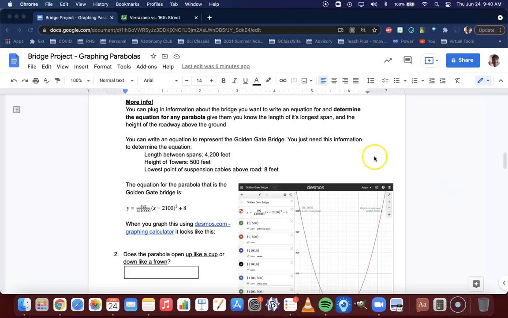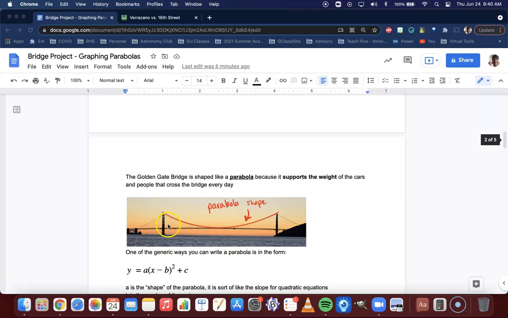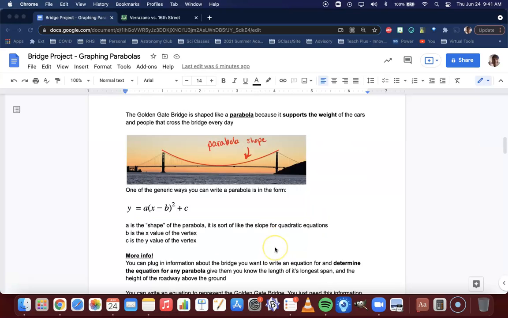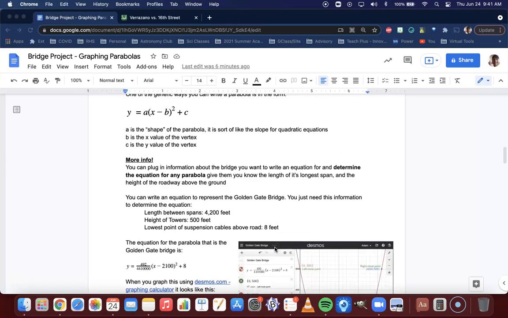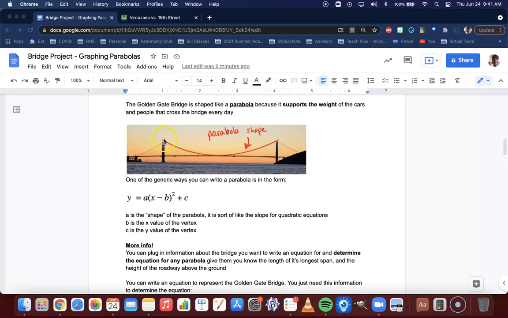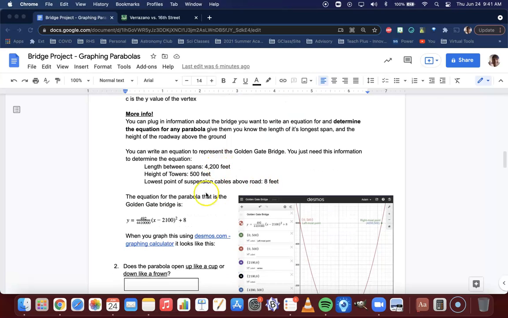I won't give the details of how this works, but basically you can take three pieces of information to determine the equation for any parabola. All you need to know is its longest span. On a bridge, a span is between these two uprights. What's the longest span? What are the height of the towers, or the height of the roadway? These towers go 500 feet above the road's surface, and they are about 8 feet above the surface of the road down at this lowest point. So that's the three pieces of information that we've got here.